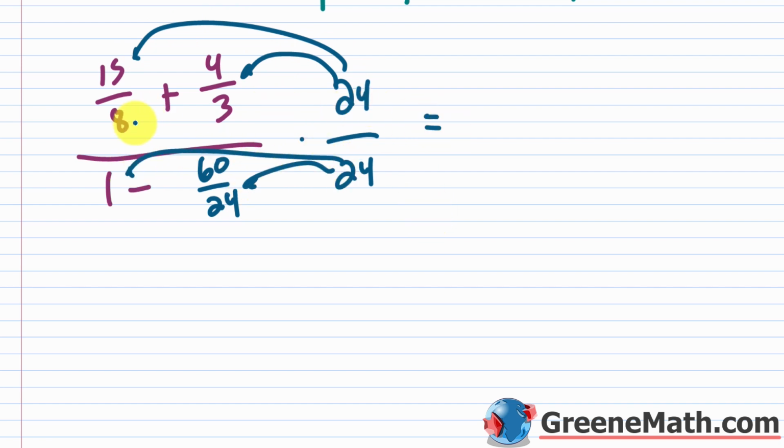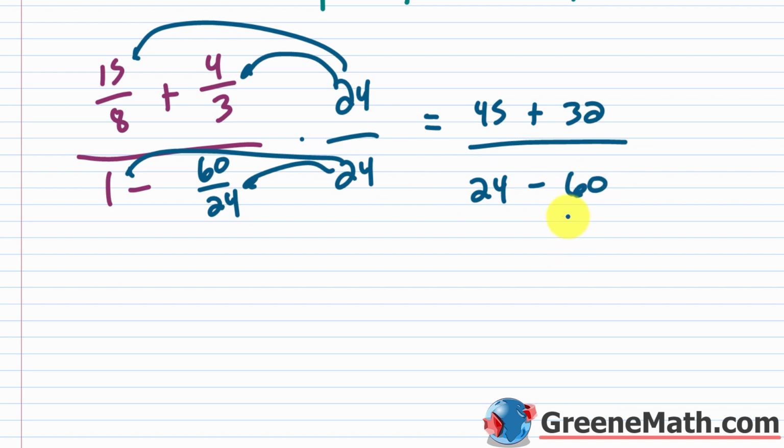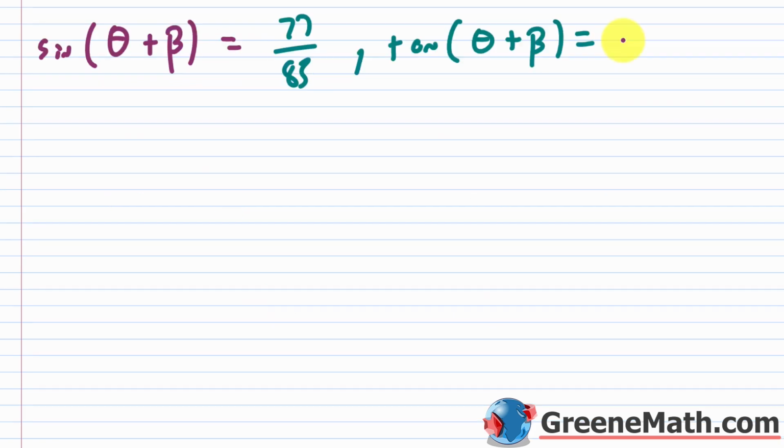and we would say 24 divided by 8 is 3. 3 times 15 is 45. Then plus 24 divided by 3 is 8. 8 times 4 is 32. And this is over 24 times 1 is 24, and then minus 24 divided by 24 is 1. So you basically just have 60. So 45 plus 32, that's going to be 77. And this is over 24 minus 60, which is negative 36. So this is negative 77 over 36. So let's write negative 77 over 36.